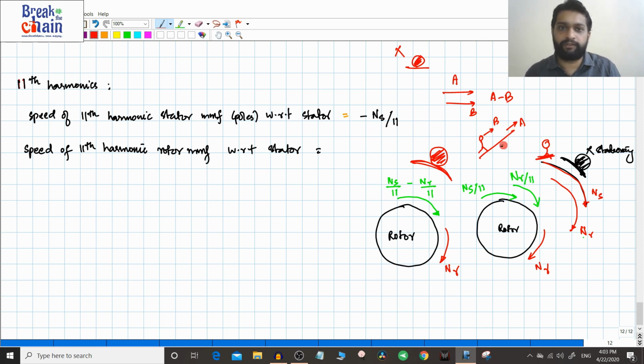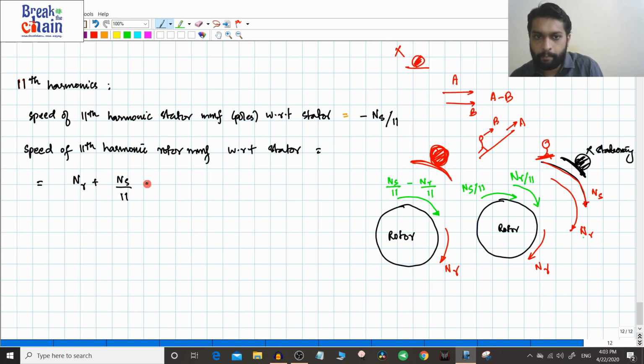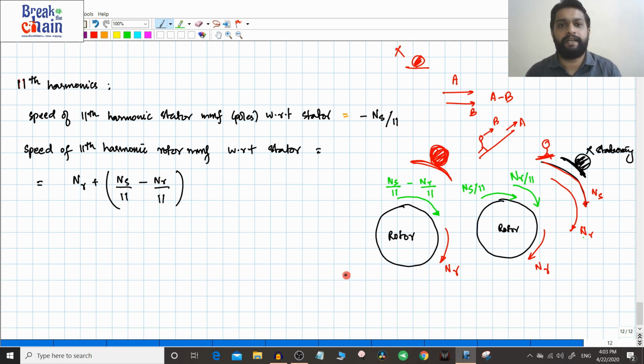And the direction of course will depend upon which speed is more. Anyway, in this example you can clearly see the stator is stationary and these speeds are in the same direction. So what is that total speed? The speed of the 11th harmonic rotor MMF with respect to stator will be equal to the speed of the rotor plus this slip speed. That is the basic explanation. That is equal to nr plus ns by 11 minus nr divided by 11. So this is the actual explanation using the theory.